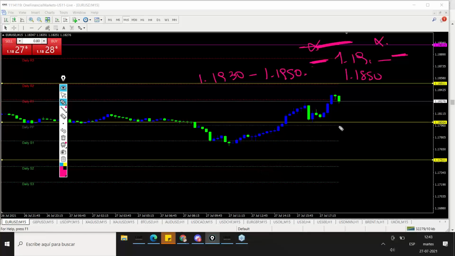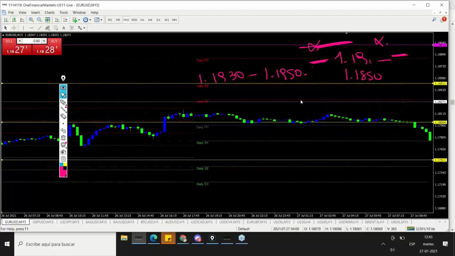Okay. So again, this is one of the first trading sessions. The euro is actually closing for the buyers and holding. So that's good. We'll see what's going to happen tomorrow.